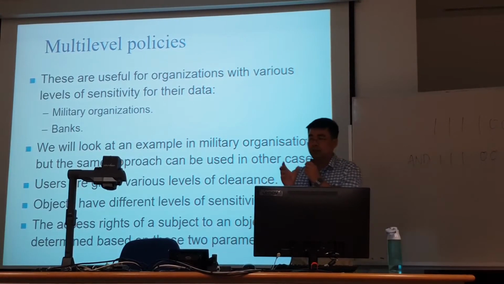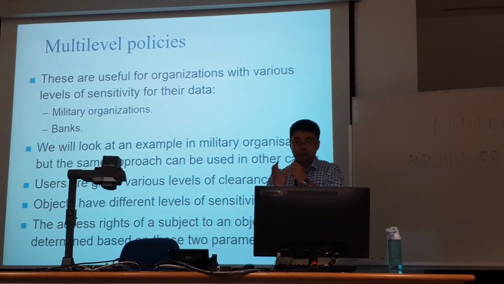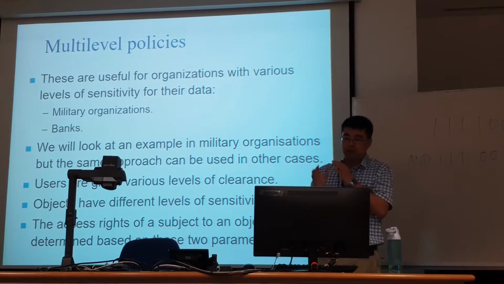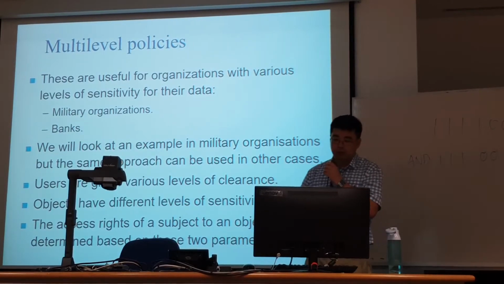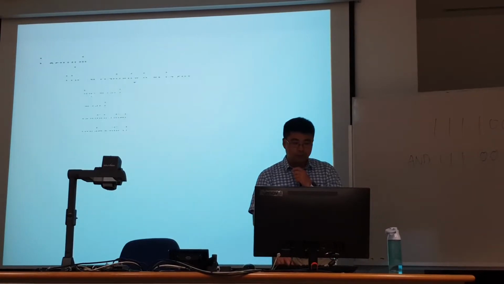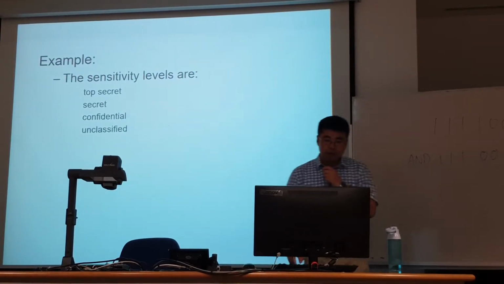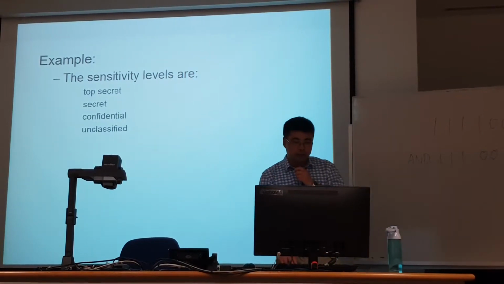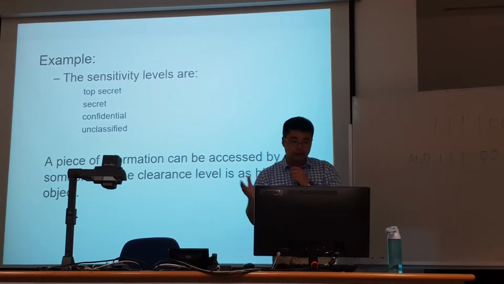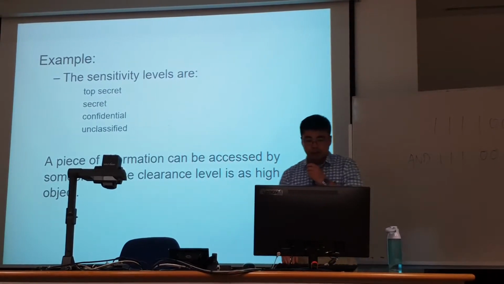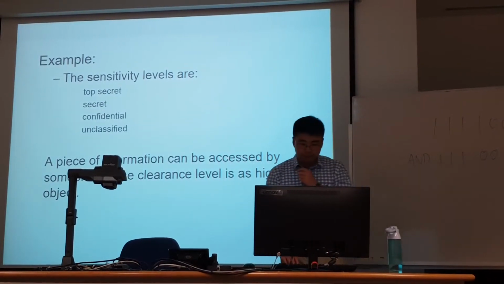One is for single domain. That means we only look at one column. And then the other case we'll look at multi-domain, which can capture multiple departments or multiple units of an organization. For the sensitivity level, we can define top secret, secret, confidential, unclassified, and so on. So these are the typical labels that can be defined for the sensitivity of an object.